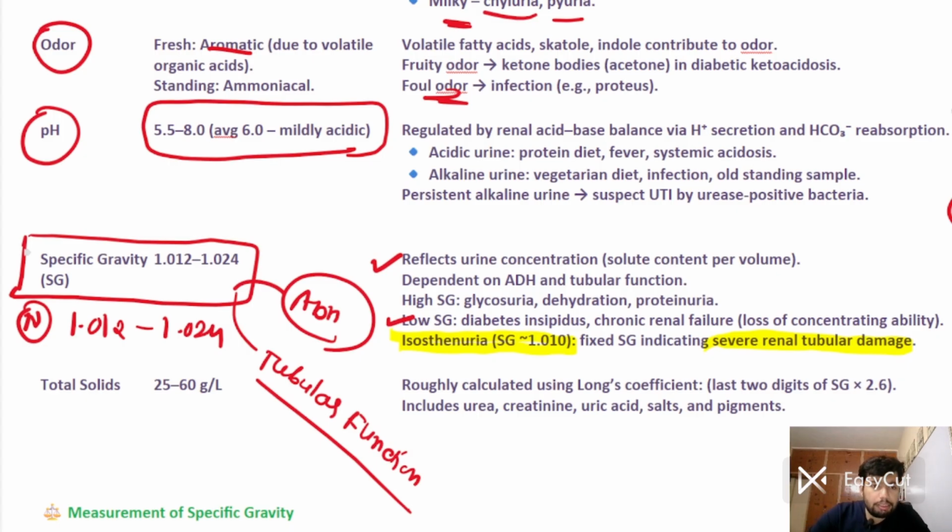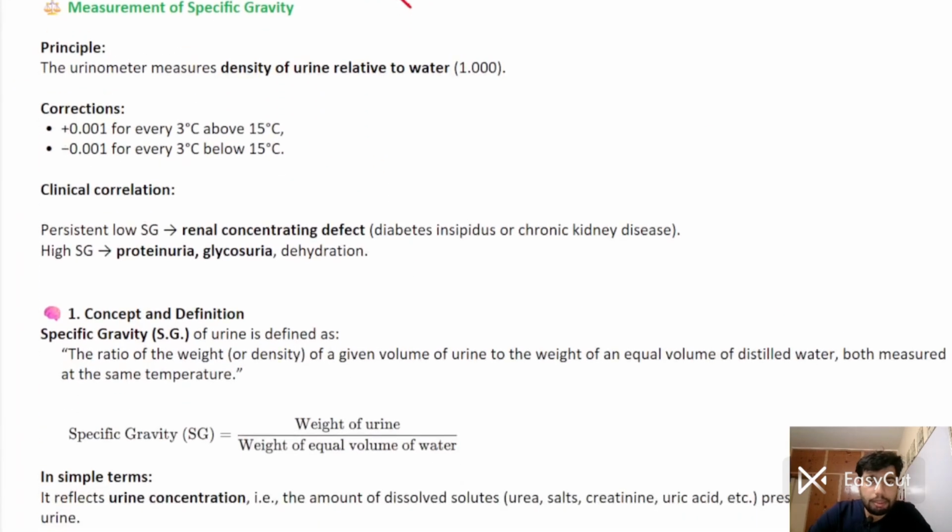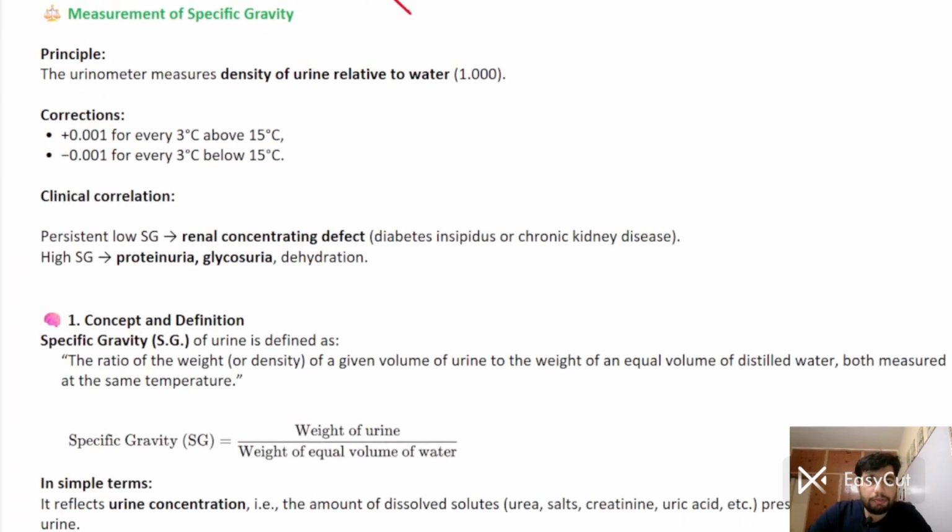Right, now let us discuss more about urine and specific gravity. I will take you through it in slightly more detail, including how you measure specific gravity. This you should note. So how will you measure the specific gravity? The urinometer is the instrument used to measure the specific gravity of urine. It is the density of urine relative to the density of water.